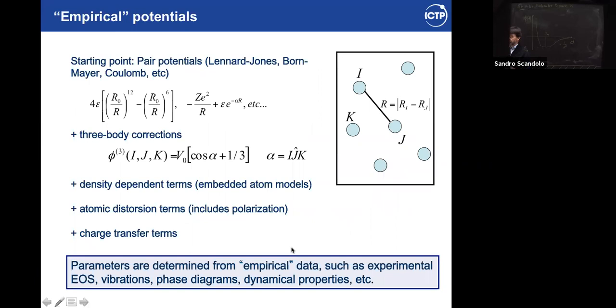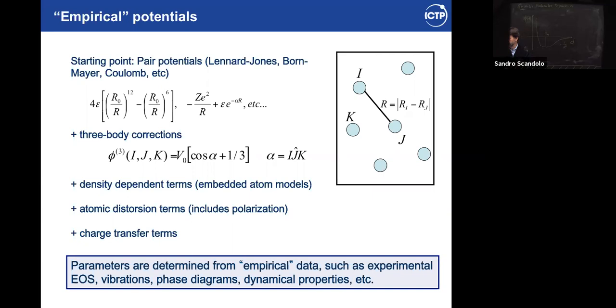And especially people have introduced terms that consider the fact that when two atoms interact, you have to consider in an average way the position of all the other atoms. This is the underlying concept of the embedded atom models. You're embedding your pair interactions into an average field, which essentially gives the contribution of all the other particles to the two-body interaction between the two specific atoms. I don't want to go into any detail about this.